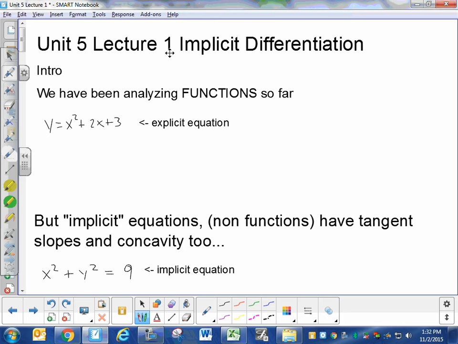First lesson, implicit differentiation. What does that mean? What is that? We'll talk about it. We've been dealing with functions so far. So x squared plus 2x plus 3. What does it look like? It's just a parabola. You get an x, plug it in, you get a y.